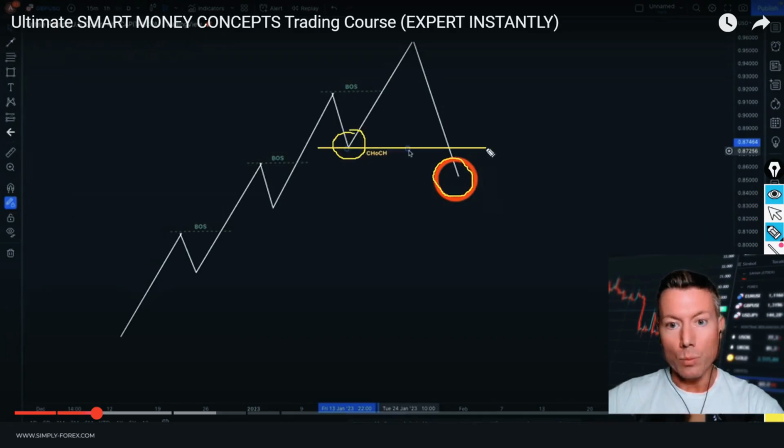And he's explaining when that level is broken, we have a change of structure because we're getting lower lows.